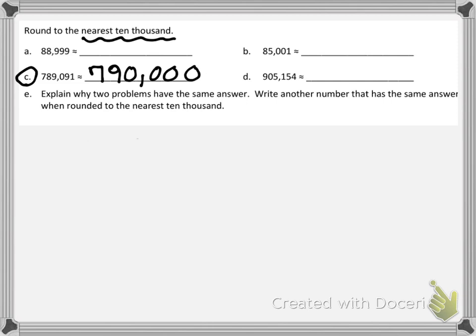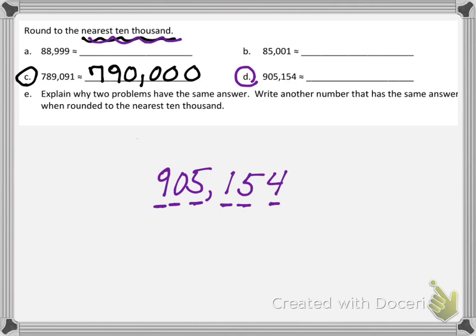Okay, our next letter we're going to look at tonight is letter D. 905,154. And now think of that place value chart in your head, and let's name each spot. This is the ones, the tens, the hundreds, the thousands, the 10,000s, and the 100,000s. But we are rounding to the nearest 10,000s. So let's locate. Here is the 10,000s, the 0. Okay, so we kind of visualize that vertical number line.